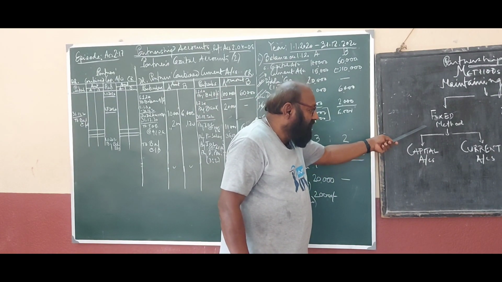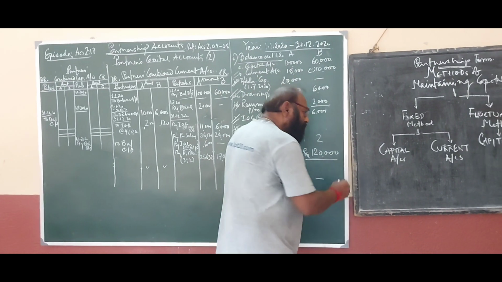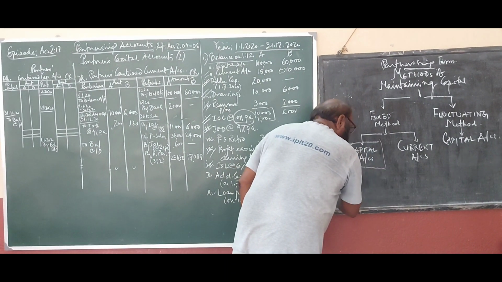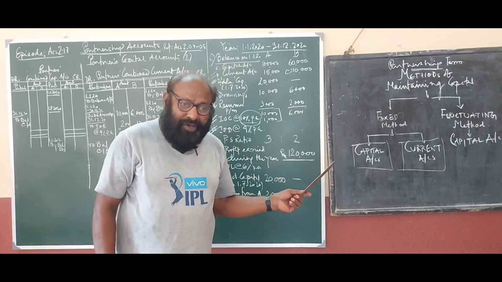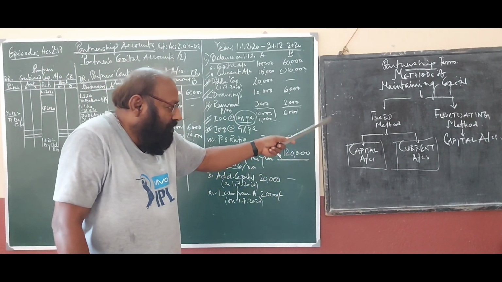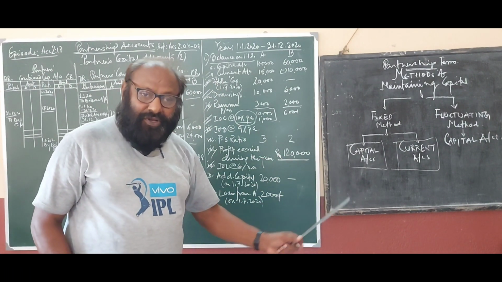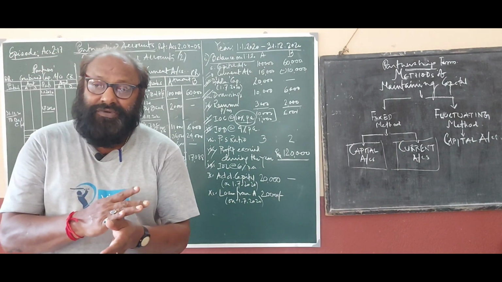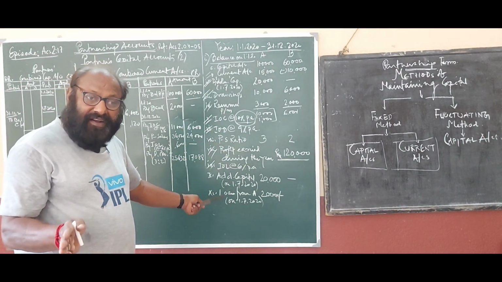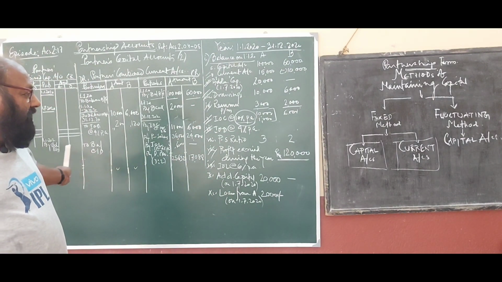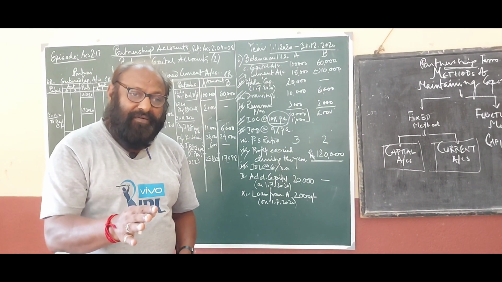We have another method, and it is known as fixed method of maintenance of capital. In that case, what do we do? We prepare two accounts. One account is capital account and the other account is current account. Capital account remains fixed, and all the adjustments with regards to appropriation and drawings are made in current account. So, current account is the account where we should credit all the earnings of the partner in the firm, and it will be debited for all the outflows made from the firm to the partners.